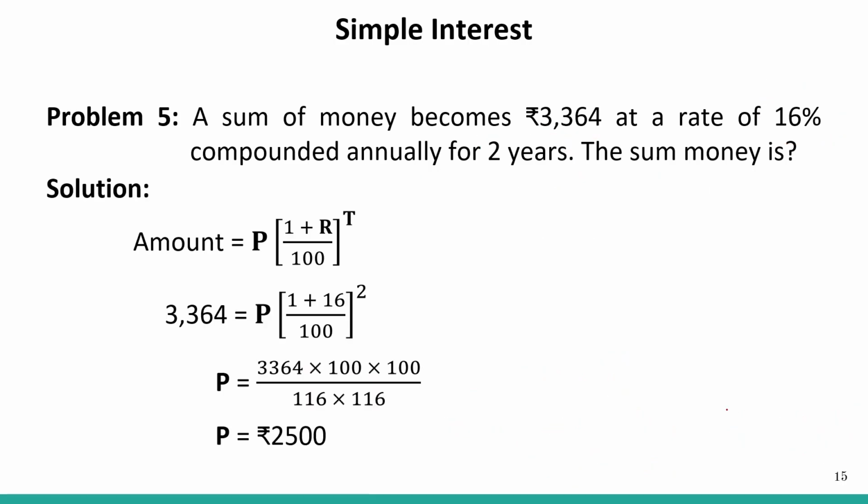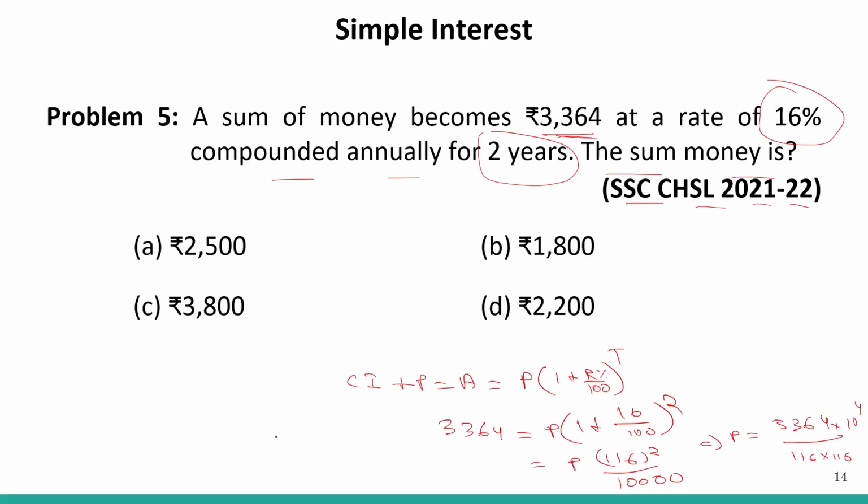So let's see the solution. The amount is equal to this much, so this formula is used here. What we are left with is nothing but 2500. So 2500 is the correct answer, and option A is the correct answer here. B, C and D are all wrong answers. This is a very easy question. Just by putting it into the formula, you can evaluate the answer, that is 2500.